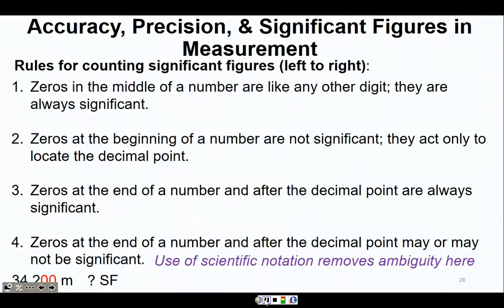Well, what else? The other possibility is there are zeros at the end of a number that may or may not be significant. It depends what is shown here. If we don't have an explicit decimal point, then we are not sure. May or may not be. We do not know. And these things are ambiguous. And so the way we get around this is to report this value in scientific notation.